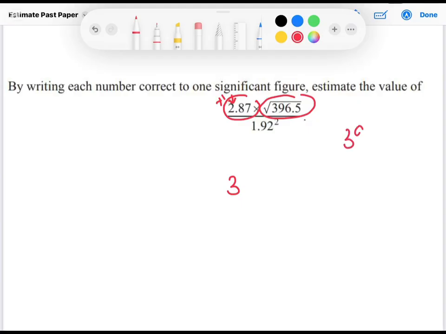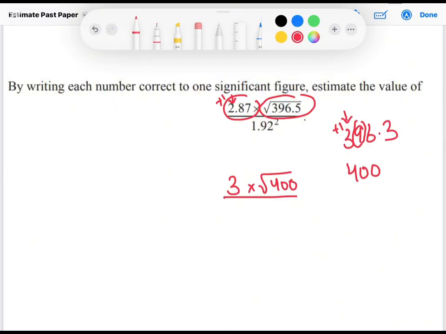The number is 396.3. So the first significant figure is 3, and after 3 I have 9. That is bigger than 5, so this means it will be plus 1. So it will become 4, and these two will become 0. So this will become root 400, and root 400 is basically the square root of 20.